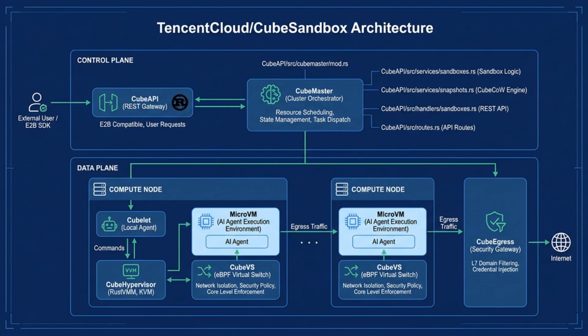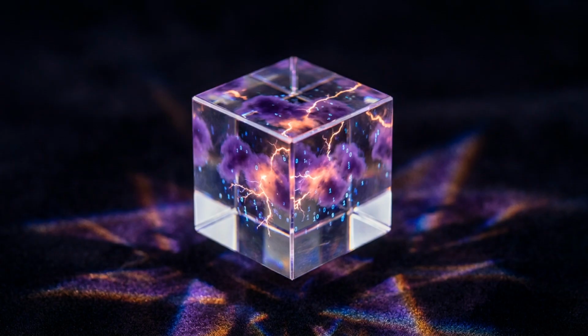Third, there's a custom snapshot engine named KubeCodeW, which stands for Copy on Write. This engine can save the complete state of a running sandbox in milliseconds, allowing for instant cloning, debugging, and state rollback, all of which are critical for developing reliable AI agents.